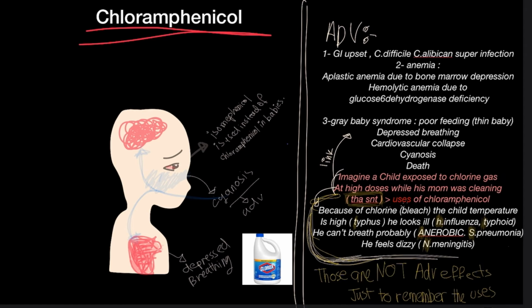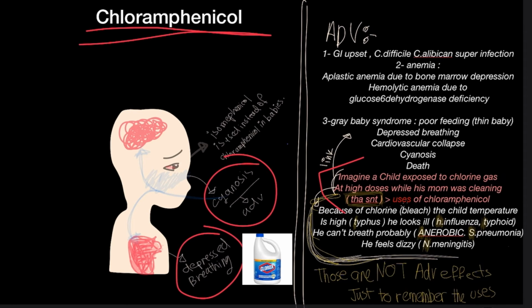And to remember its symptoms, let's just imagine a child who was exposed to chlorine gas, which is bleach, at high doses while his mom was cleaning. So grey baby syndrome occurs in neonates, and it leads to poor feeding and depressed breathing and cyanosis, which can lead to death. That's why we now use isomethylchol instead of chloramphenicol in babies, and we use isomethylchol as an eye drop.